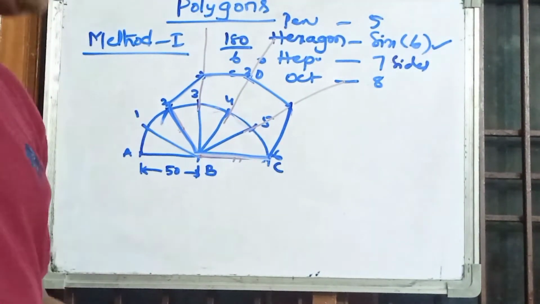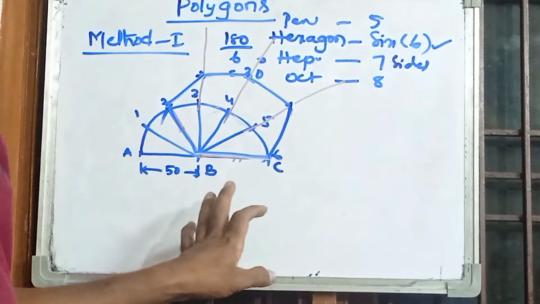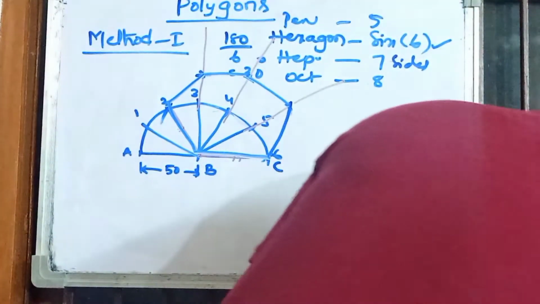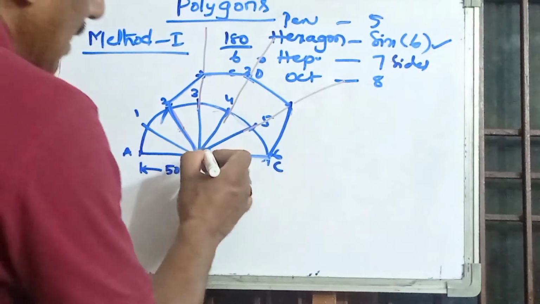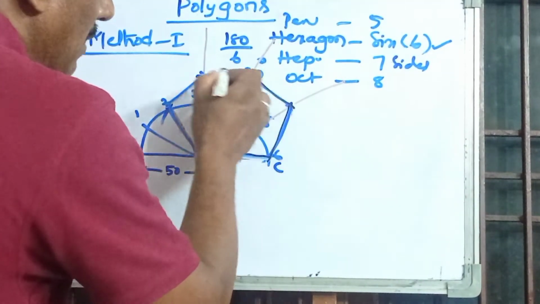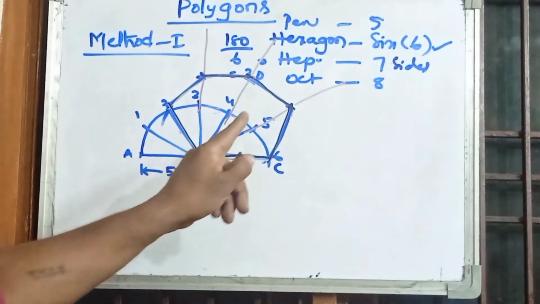Our requirement is the hexagon. In the examination also, you must tick the hexagon, so that the examiner can easily identify the actual figure. After completion of the figure, with an HB pencil you must tick the figure. So this is the hexagon.